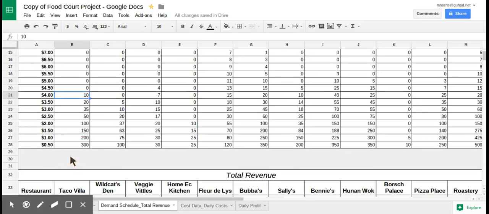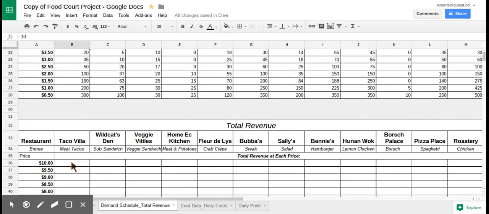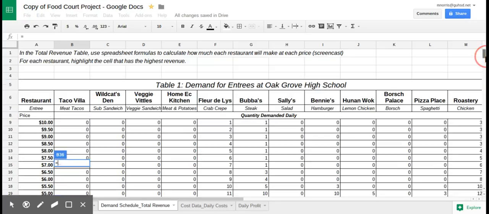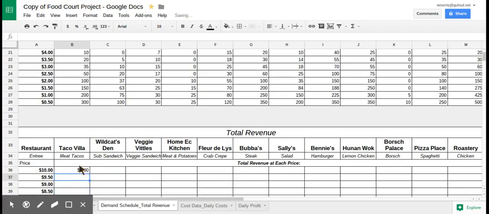I'll scroll on down to the bottom part of the screen, go to Taco Villa, and I'm going to start making a formula. And to start a formula, remember, I'll type in an equal sign. It's going to be equal to, scrolling on up, the number of people who demand tacos at Taco Villa times the price. So price times quantity will equal revenue. And when I hit enter, I see $0.